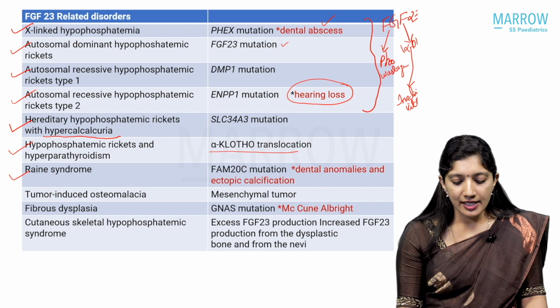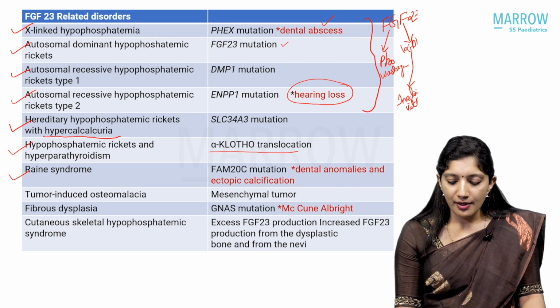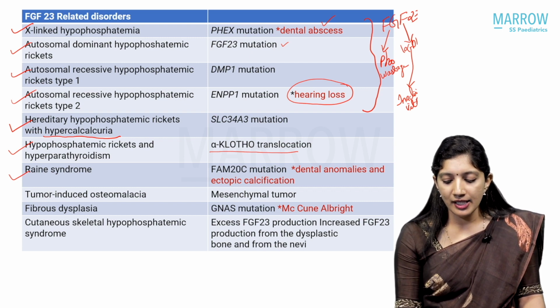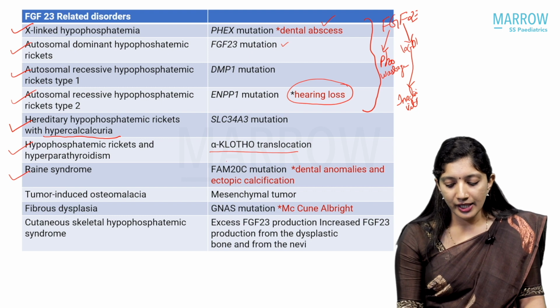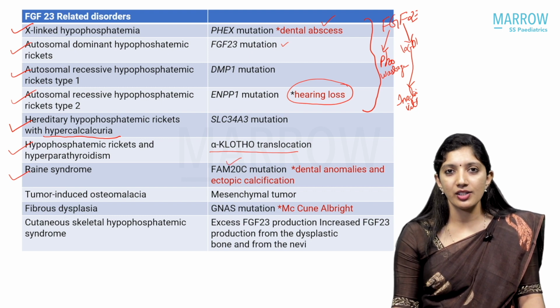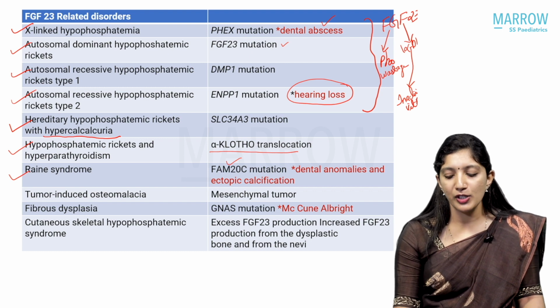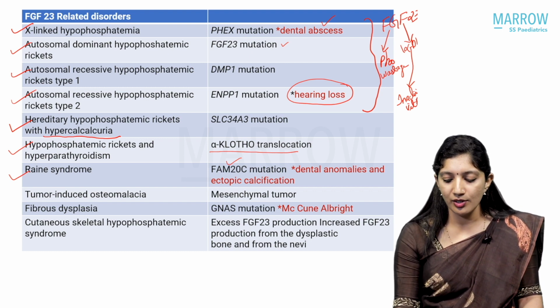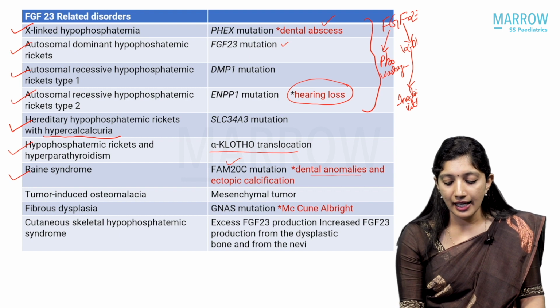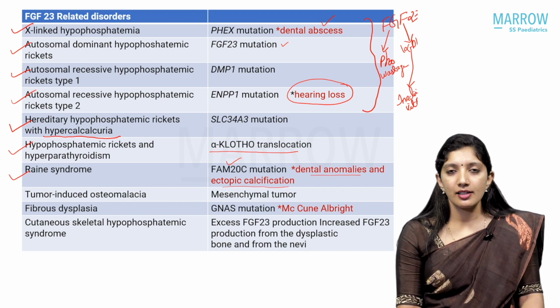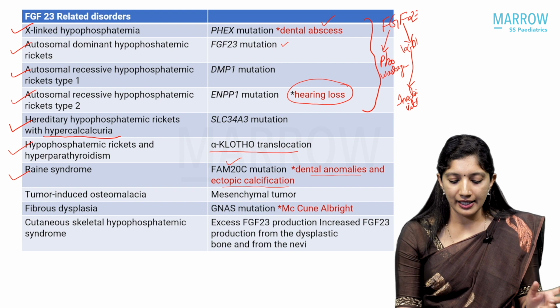Another cause is Raynaud syndrome, which is a FAM20C mutation. This also leads to excess FGF23 production from the bone. And another clinical feature which points to the diagnosis of Raynaud syndrome is dental anomalies and ectopic calcification. This is a clinical feature of Raynaud syndrome.